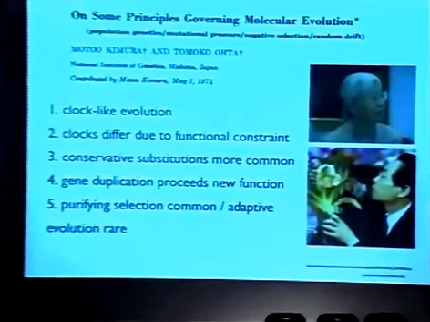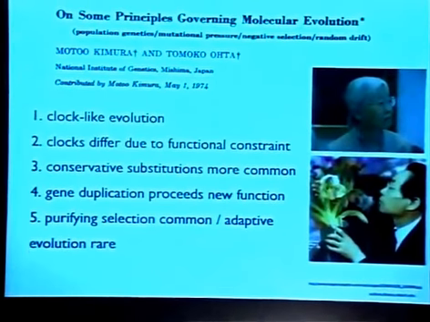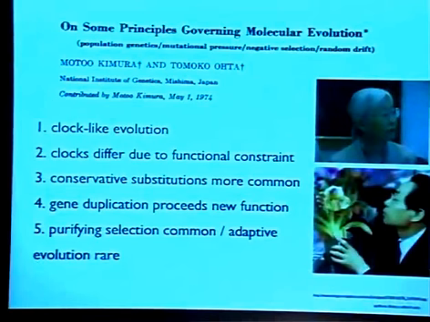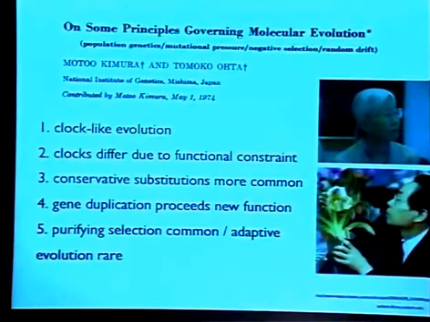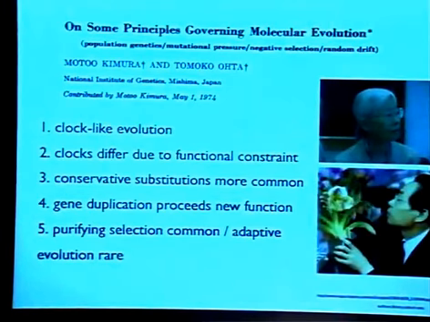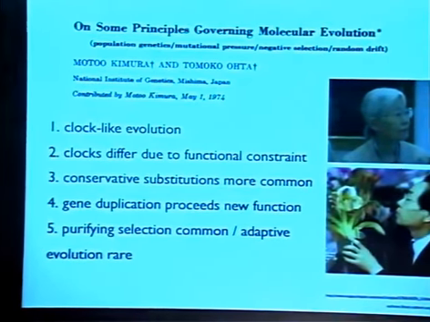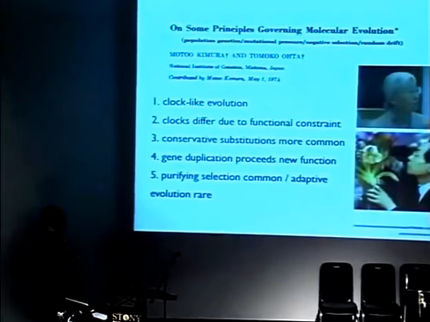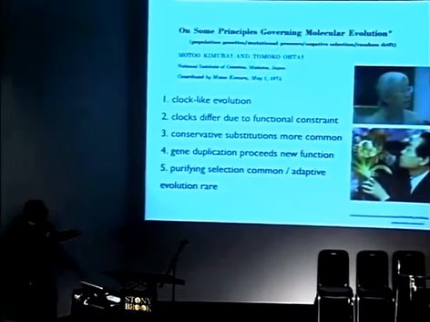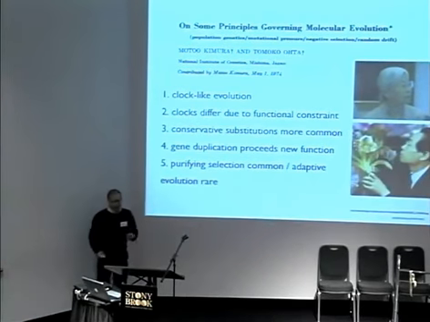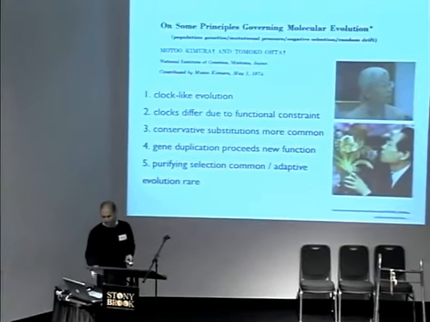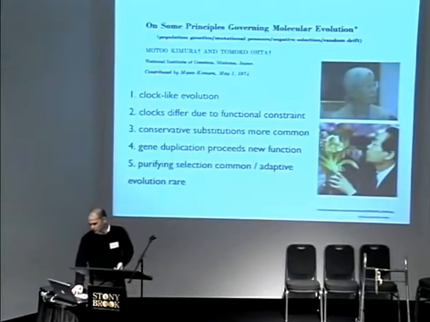The second one, which I'll be talking about quite a bit, is that when clocks do differ, they say the clocks differ due to functional constraint on molecules, okay? Certain molecules are more important to biology than others, right? So histones evolve slowly, say. Fibrinopeptides evolve rapidly. Their third principle was that the majority of substitutions are going to be conservative. This is kind of just like number 2 here. They had something about gene duplication, which we'll ignore for the time being. And their fifth principle was that purifying selection was common, whereas adaptive evolution, like the kind of evolution that John Wakeley was talking about, is actually really rare.